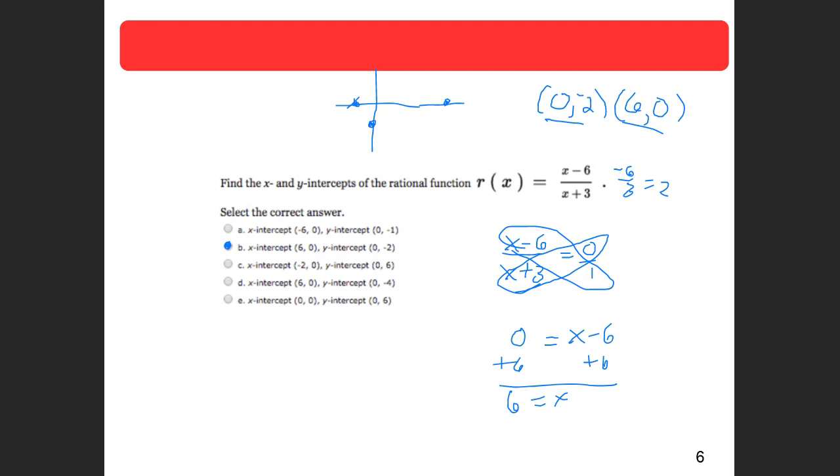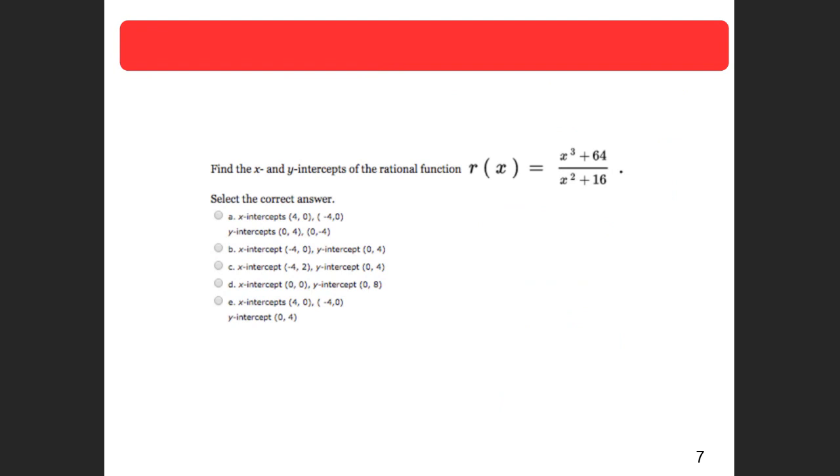All right. Problem number 2 on this week's practice. It says find the x and y intercepts of the rational function. So I'm going to let you guys do this one. What is your x-intercept? What is your y-intercept? I'll let you have a couple minutes to do it. You can do it in Desmos if you want, it doesn't matter, or just do it in paper and pencil and give me the answer.